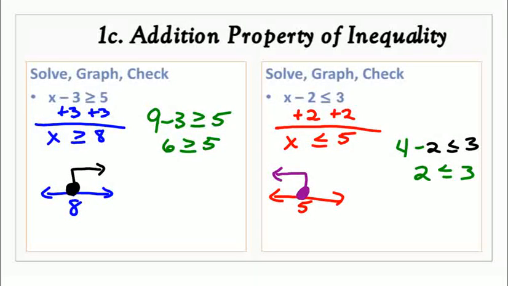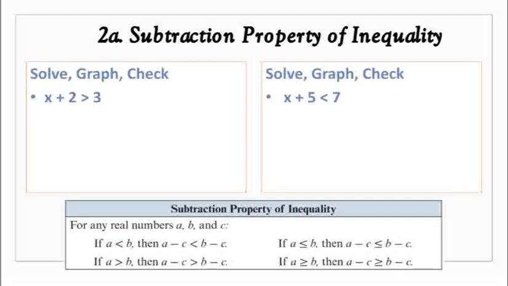Moving now to the subtraction property of inequality. With the subtraction property of inequality, if one side is greater than the other, and I subtract the same number on both sides, that first side is still going to be greater than the other side. Or if A was greater than B, and I subtract C from both sides, A is still going to be greater than B. So let's practice with these problems.